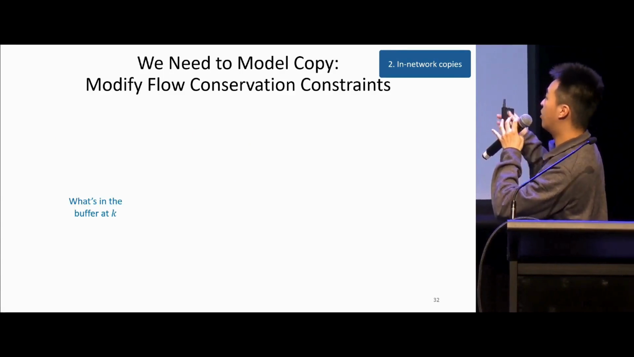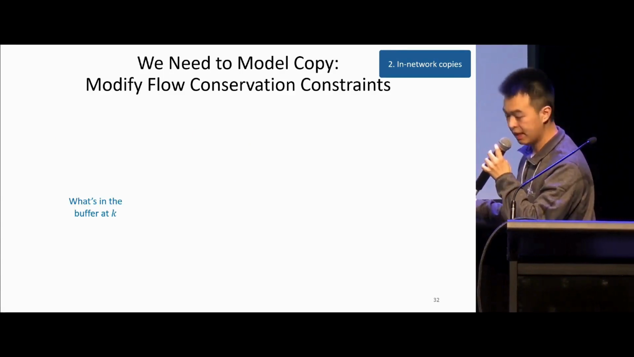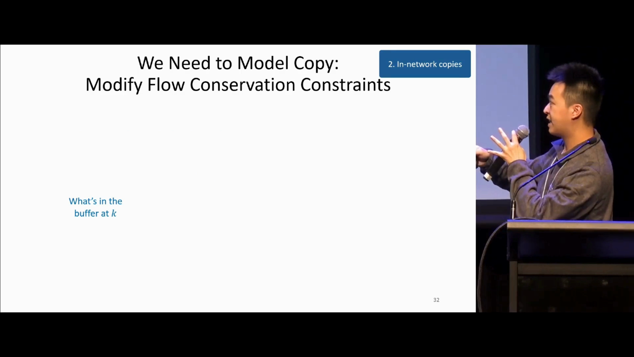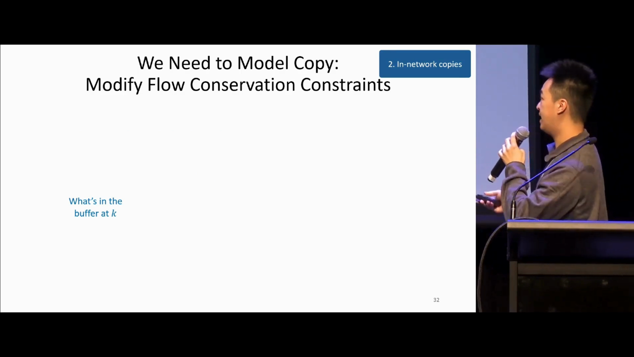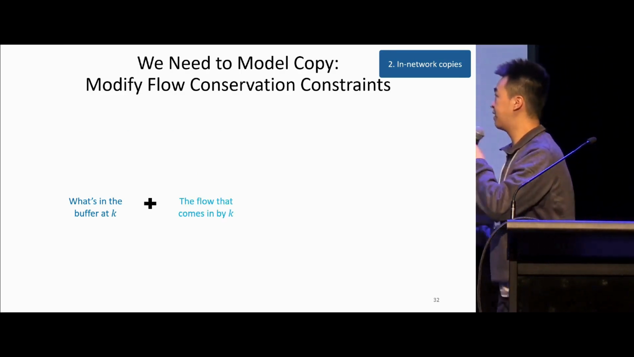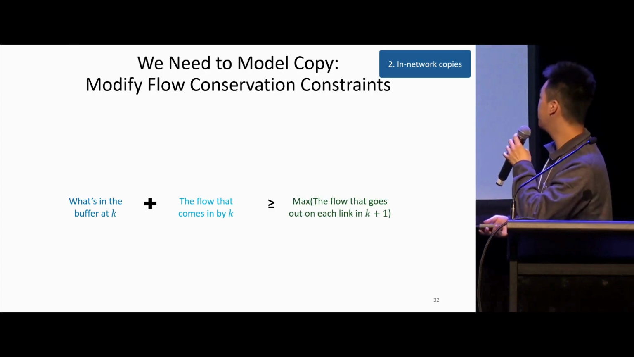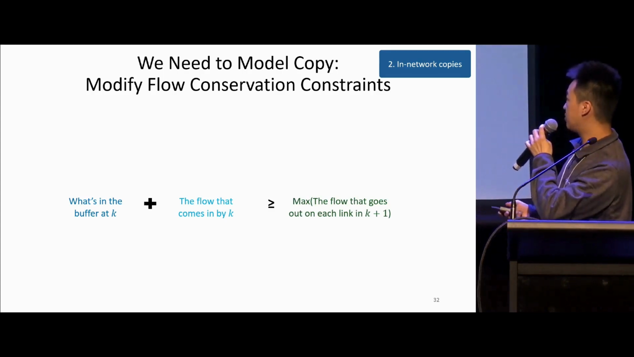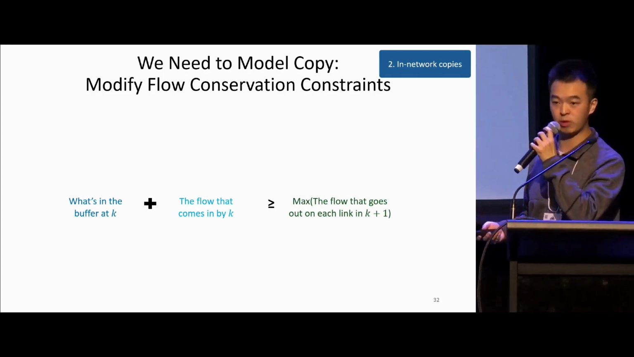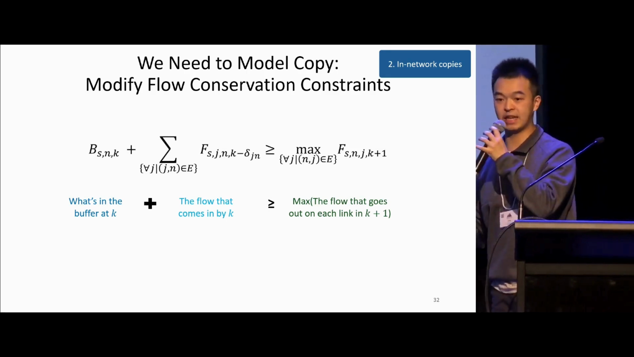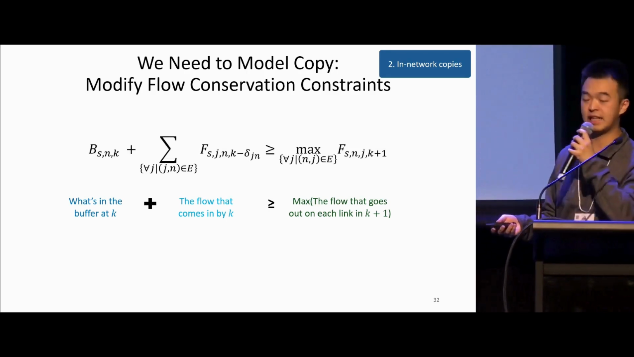So we need to again modify our flow conservation constraints. On the left-hand side, we have what's in the buffer at time k, plus the flow that comes in by time k. That will be greater than or equal to the maximum of the flow that goes out on each link in time k plus 1. So this gives us a modified flow conservation constraint that supports copy.